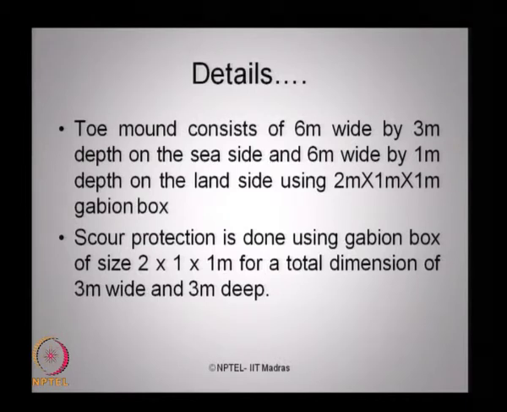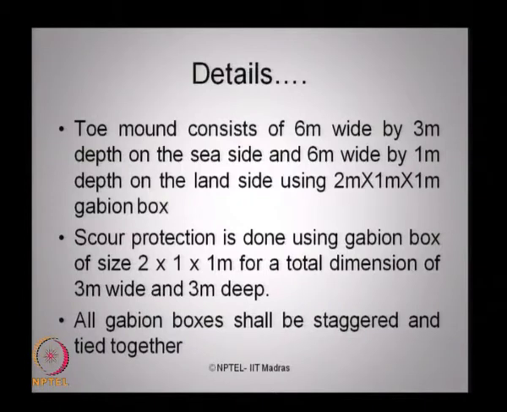The scour protection is also an important component of this embankment design, which is done using gabion boxes of size 2 by 1 by 1 meter for a total dimension of 3 meter wide and 3 meter deep. All gabion boxes in the arrangement are kept staggered in position and they are tied using high density polyethylene ropes, what we call HDPE, which is eco and environmental friendly and non degradable.